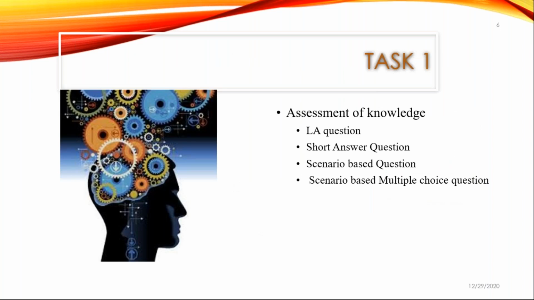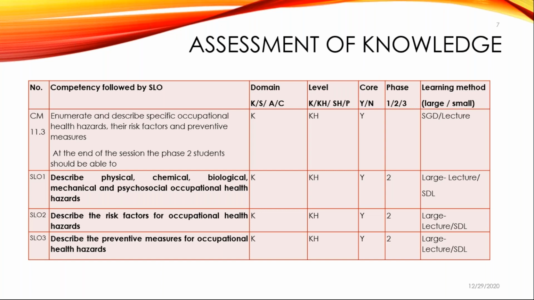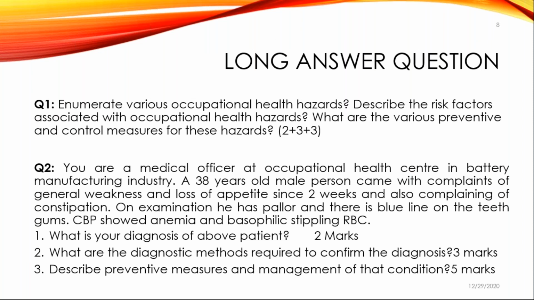Moving on to the first task, that is assessment of knowledge. It is based on competency 11.3, which states: enumerate and describe specific occupational health hazards, their risk factors, and preventive measures. 2 questions have been prepared for this one. The first one states: enumerate various occupational health hazards, describe the risk factors associated with the occupational health hazards, and what are the various preventive and control measures for these hazards.